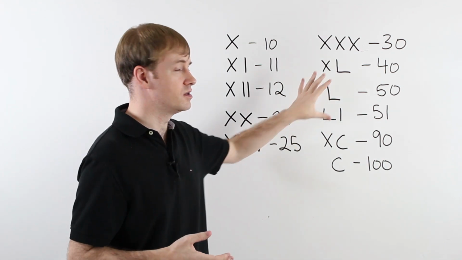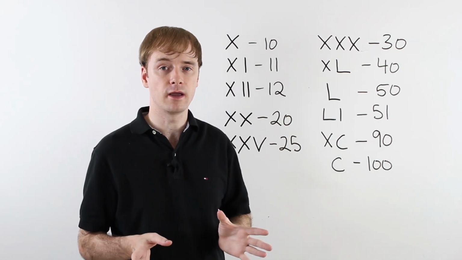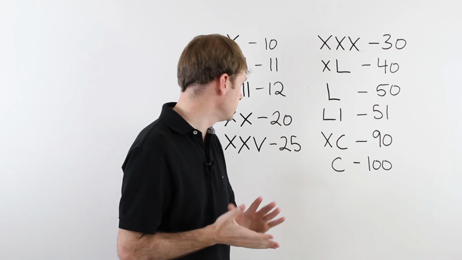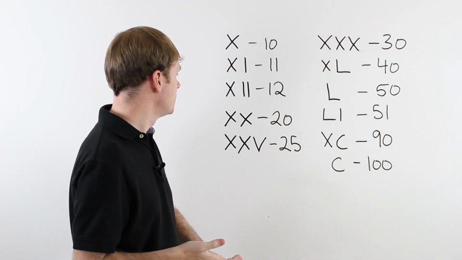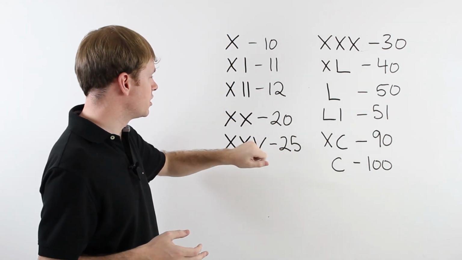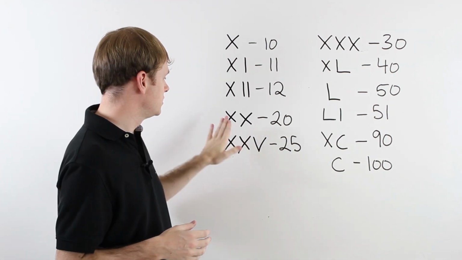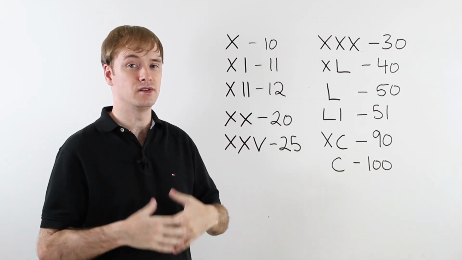Now the next ones are not so common, okay? You rarely see them. But let's continue anyways. So after 12, we're going to jump to 20, and 20 is XX. So 10, 10. 10, 10 means 20.